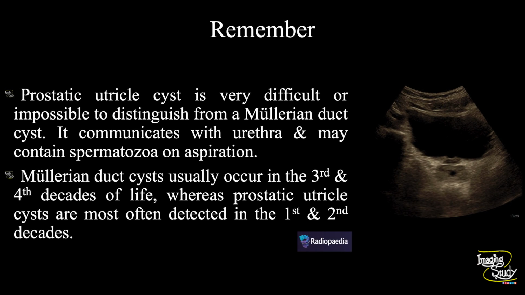Now the take-home message. When you see a midline prostatic cyst, 2 differentials come. One is the prostatic utricle cyst and another one is the Müllerian duct cyst. Both look similar on ultrasound, so it's a little bit difficult or impossible to distinguish between them. Usually the prostatic utricle cyst communicates with the urethra and may contain spermatozoa on aspiration.